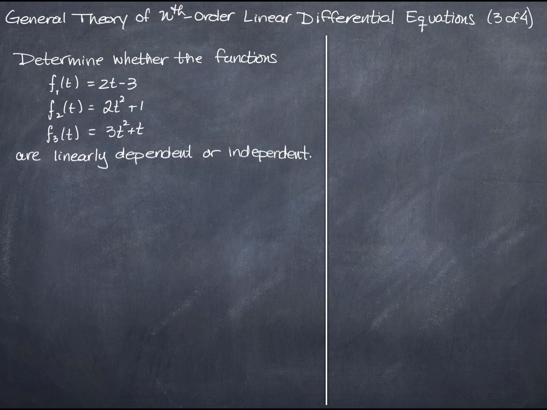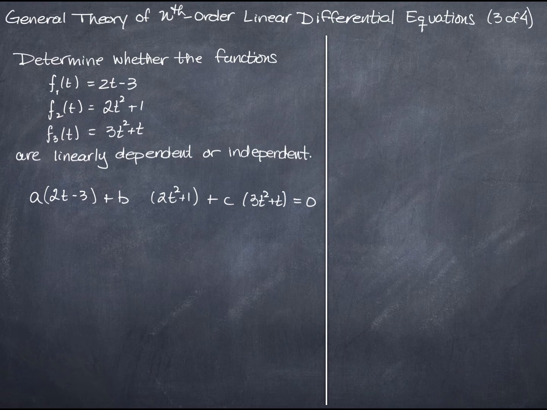Well, I can take each one of them. Each one of them is my x, my y, or my z. So there's my x from my previous example. And y, the second function, is 2t squared plus 1. And z is 3t squared plus t. Take each one of those, multiply it by some constant, and set that sum equal to 0. And once I've done this algebra, if a, b, and c all have to be 0 to make this true, then our three functions are linearly independent.